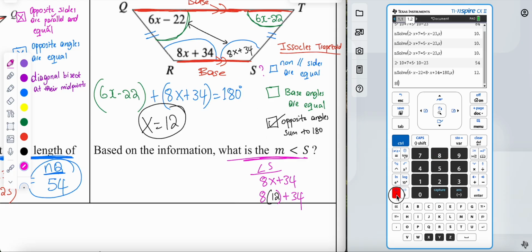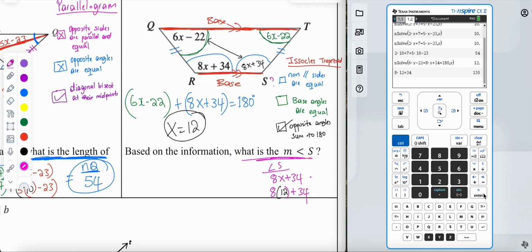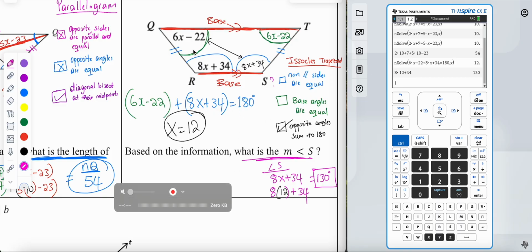So 8 parentheses 12, close parentheses, plus 34, enter. So that angle is therefore equal to 130 degrees. And that is how we do this one. So just remember, for this one, the opposite angles sum to 180, and the two base angles, so these two base angles, they are equal, and these two base angles up here, they are equal. All right, we have one more to do and we're finished.